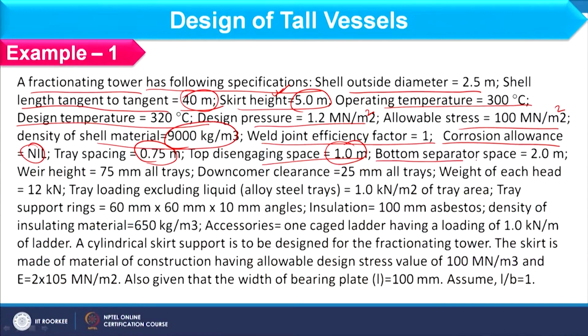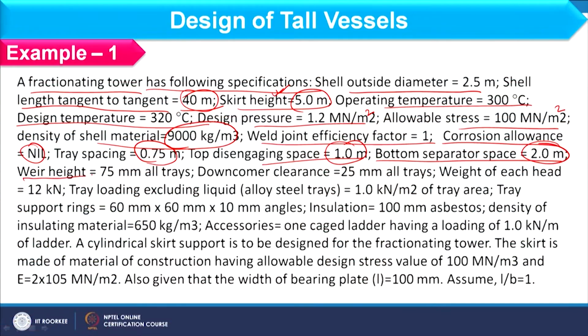Next, I am having bottom separator space, that is 2 meter, and why are we providing this bottom separator space? Because at the bottom we have liquid which is entering into the reboiler, and then vapor is formed there, and the vapor liquid mixture enters into the distillation column. So, at the bottom we again need some space for vapor liquid separation. So, at the bottom, liquid availability and vapor liquid separation should be ensured by the bottom separator space, and that is given as 2 meter in this problem.